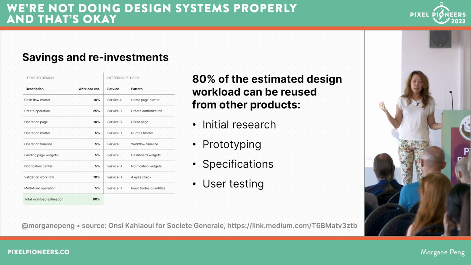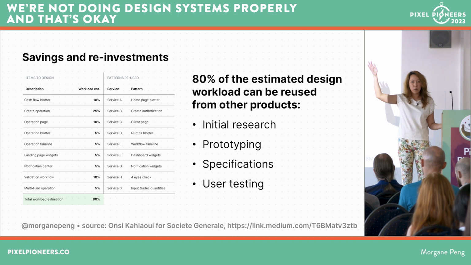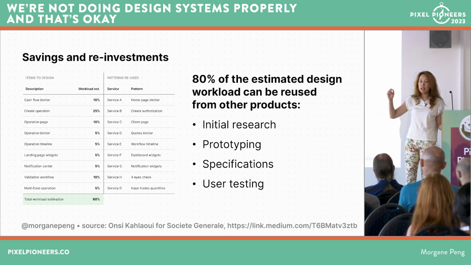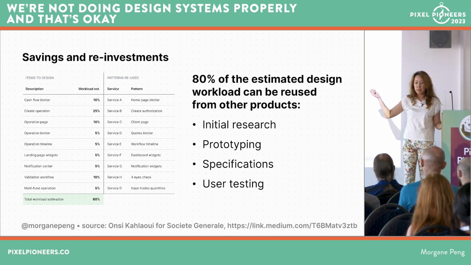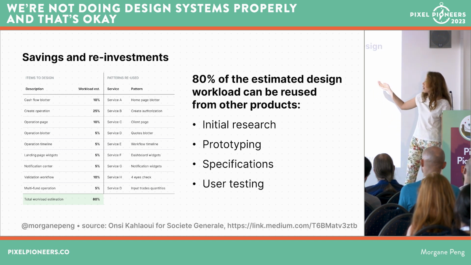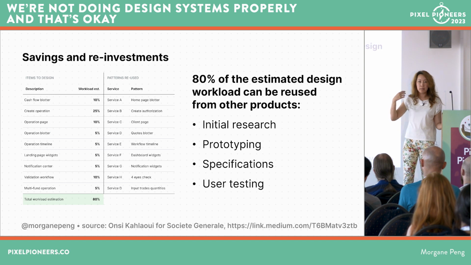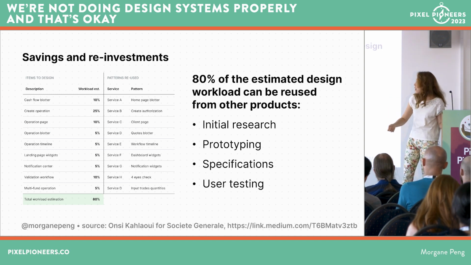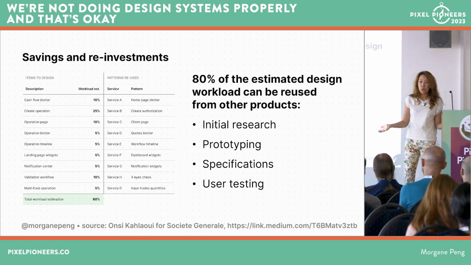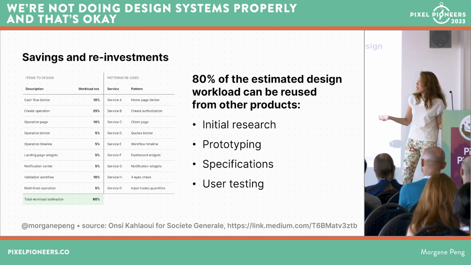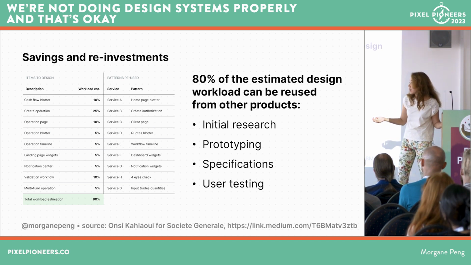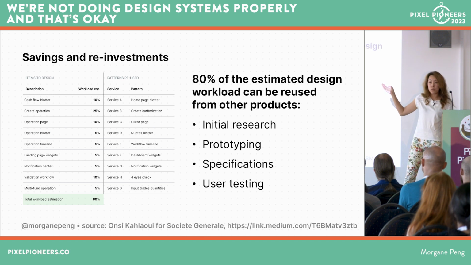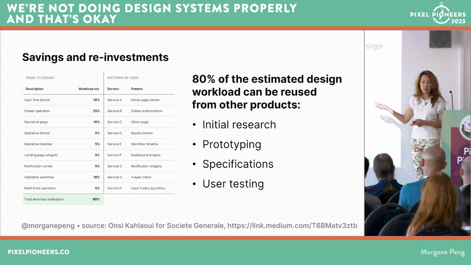I asked a designer who started working on a new project to list all the patterns that he could find, and try to list where he would find them elsewhere. At the end of the day, what he got is basically 80% of the patterns needed for that specific service. For example, create a cash flow blotter, create an operation page, create an operation timeline. Well, 80% of those use cases were already existing elsewhere, designed and tested.